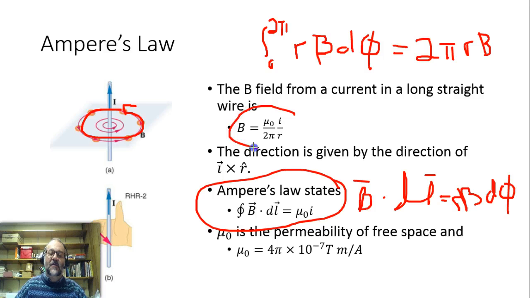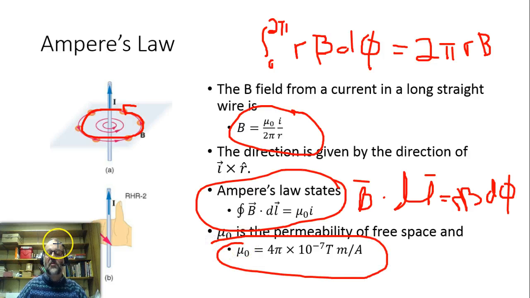That gives us the field from a current in a long straight wire: B equals mu naught I over 2 pi R. The direction is given by I cross R. So the current direction crossed with the vector out to where the B field is gives you the direction of the B field. Mu naught is just the permeability of free space. It's 4 pi times 10 to the minus 7 Tesla meters per amp. And Tesla is the unit for magnetism.